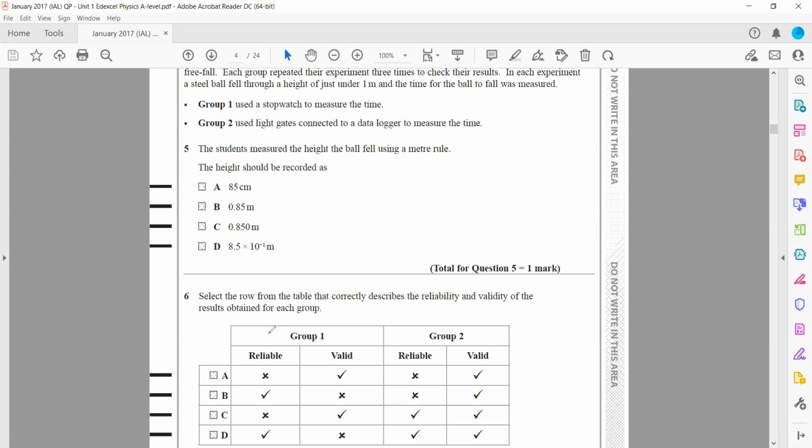So group 1 won't be reliable, but the result will be valid. We can use it to determine the acceleration due to gravity. It's not like it will give us a totally wrong result, but it won't be reliable. And when we check the second one, the second group is using a light gate. So it will measure accurately, so the result will be reliable as well as valid. So C will be the right answer.